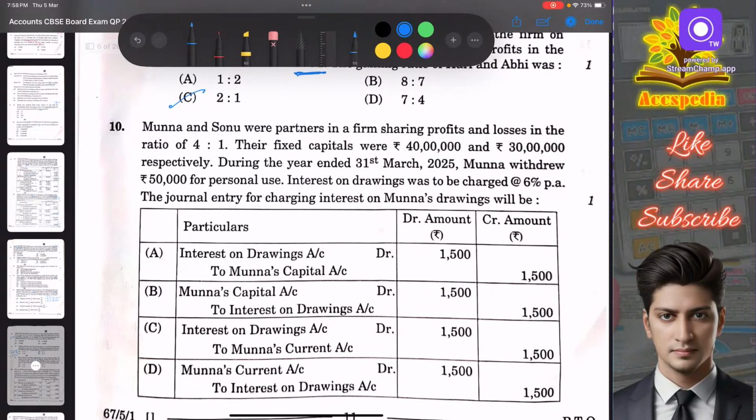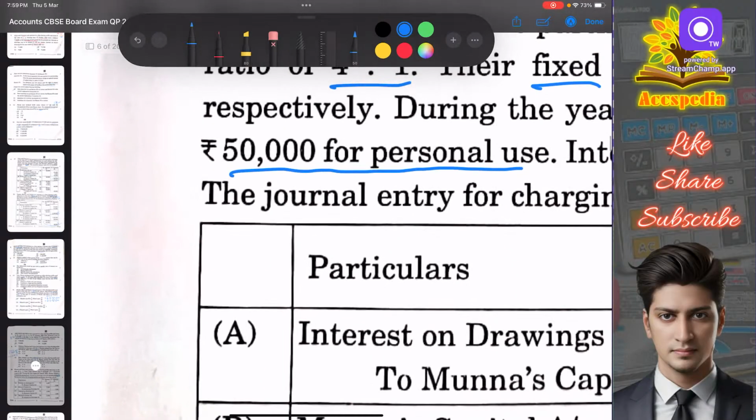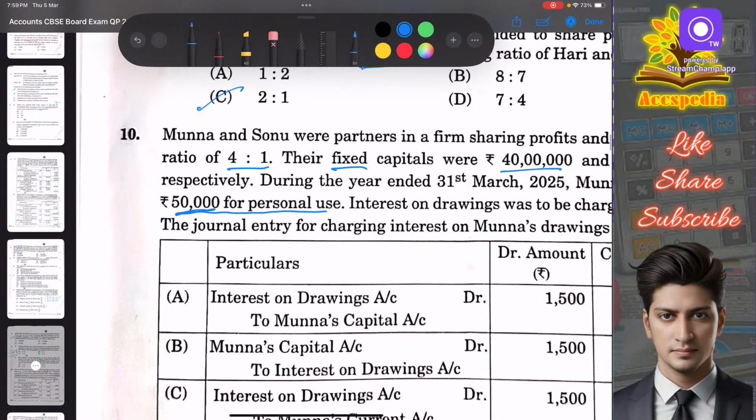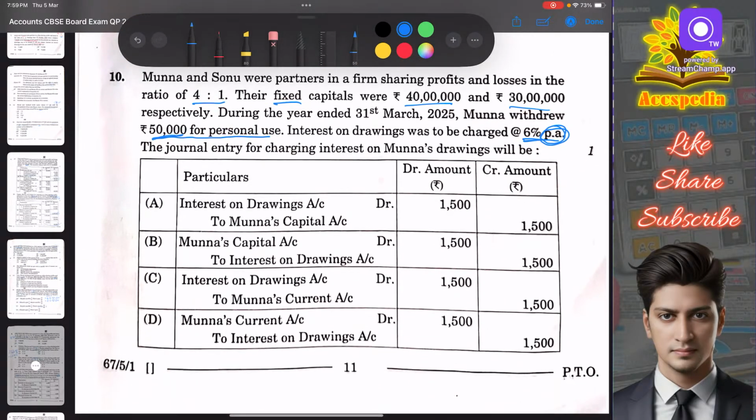Munna, Sonu were partners in a firm, sharing profits and losses in the ratio of 4:1. Their fixed capital was 40 lakh, 30 lakh. During the year, Munna withdrew 50,000 for personal use. No date of drawings is given, and interest is charged at 6% per annum. Since the date of drawings is not given, we have to charge for half the period the business has run. The business has run for the whole year, so on 50,000 interest at 6% is 3,000. For half the period, 1,500. So it is Munna's capital.